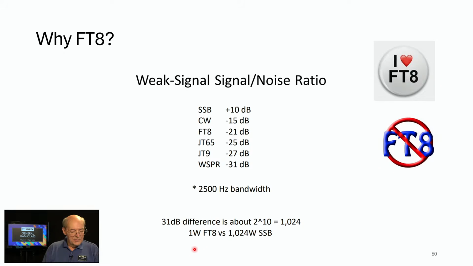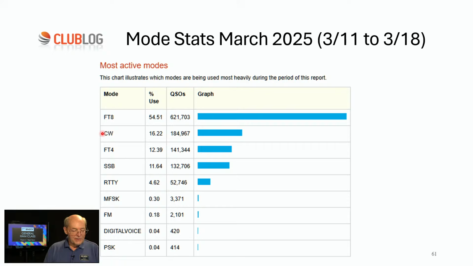Another way of saying that would be 1 watt of FT8 would be worth over 1,000 watts of single sideband. Another way to just look at the relative differences. Now here's some mode stats. I just kept the stats from last year, but look at them.